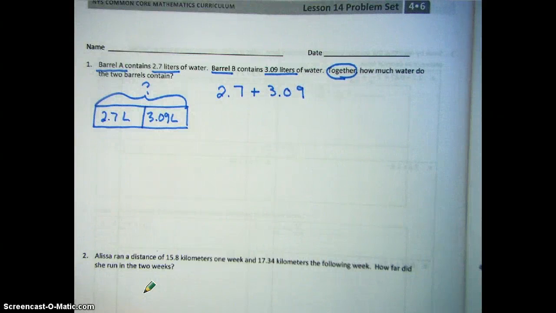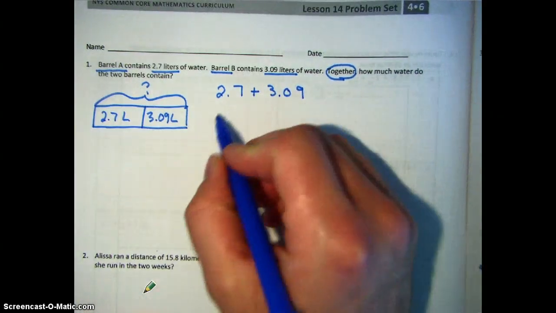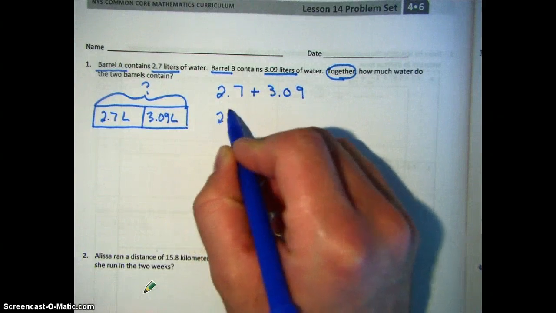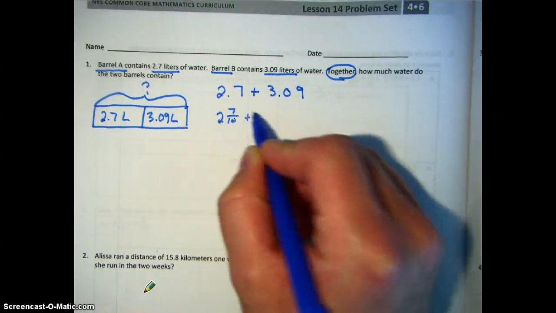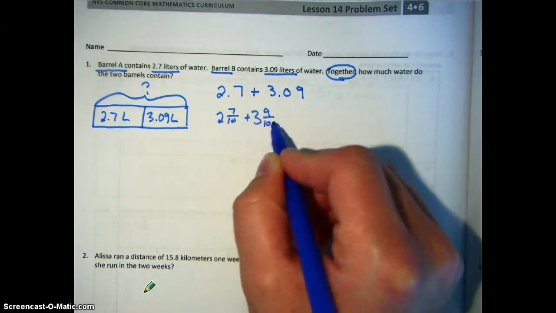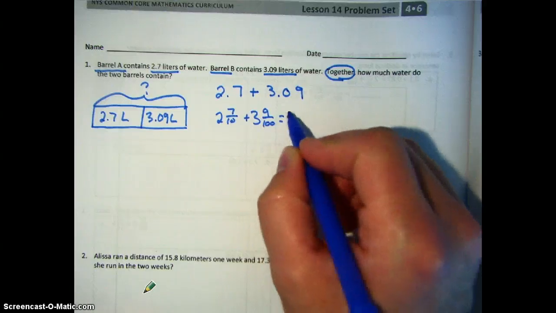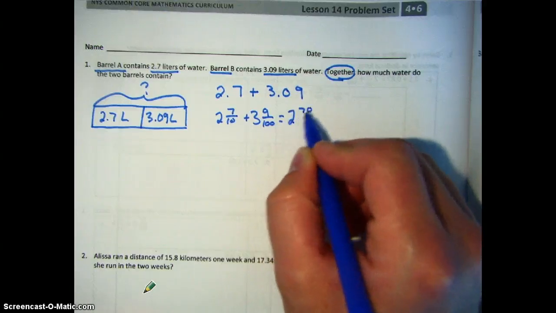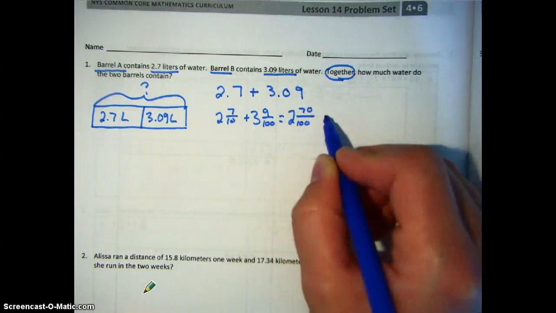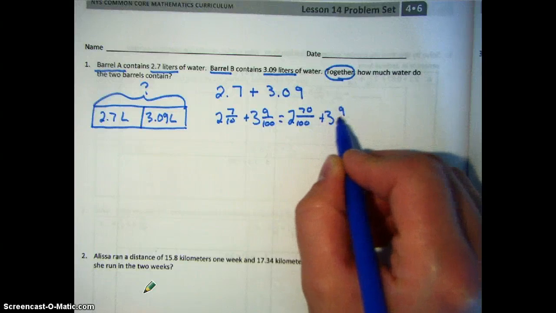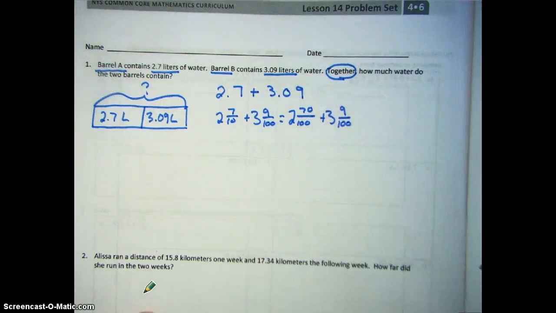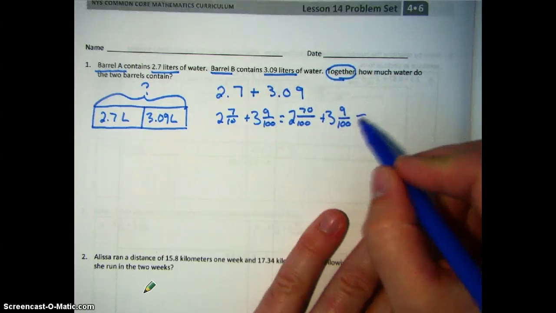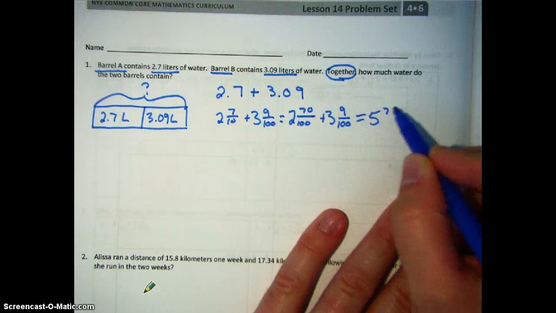Okay, now a couple different ways that we could add this up. Okay, one way is to think about it like fractions: 2 7/10 plus 3 9/100. Okay, well then our 7/10 would become 70/100. Okay, now when we go to add straight across, we see that we have 5 79/100.